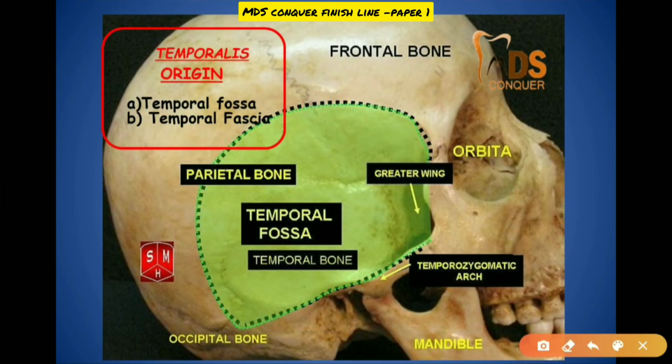Then coming to the temporalis muscle, you have to include the side headings like origin of the muscle, insertion of the muscle, then the vascular supply. If you take the temporalis, the origin will be the temporal fossa and the temporal fascia. You can see here, the temporal fossa is the origin, and the temporal fascia also. This is the temporalis on the temporal bone.